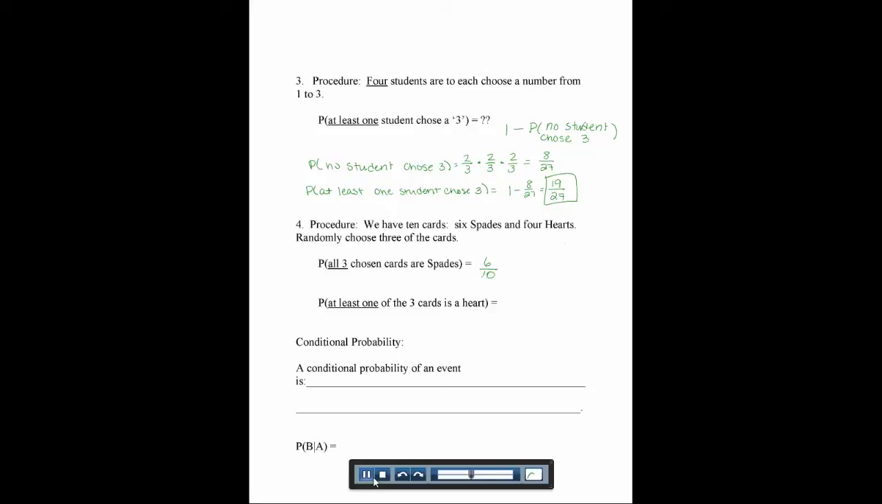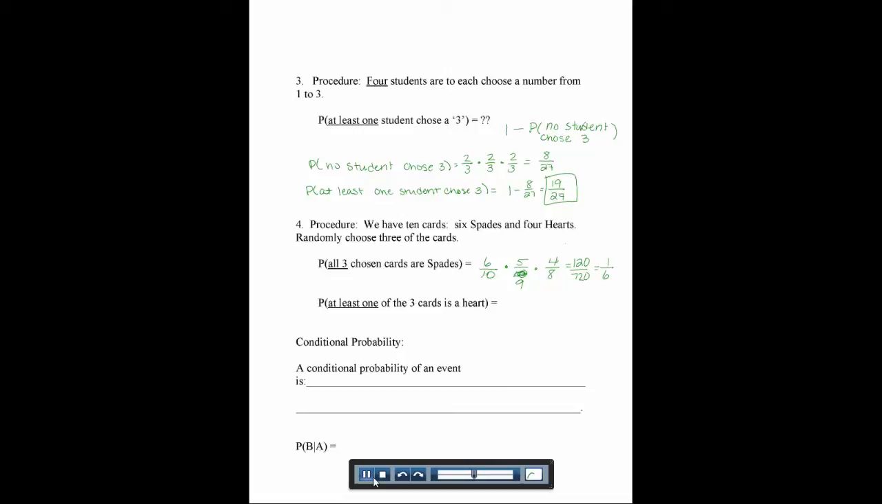Okay, we're going to assume we're not putting them back. So then the probability of choosing the second one would be 5 out of 9. And the probability of choosing the third one would be 4 out of 8. So this is the same as 120 over 720, which if we reduce is 1 out of 6.